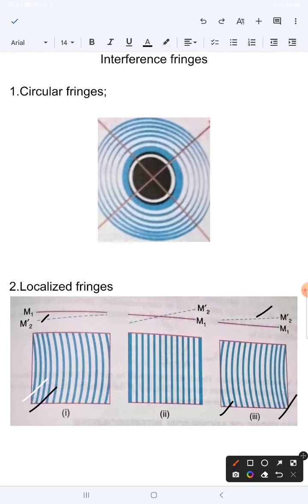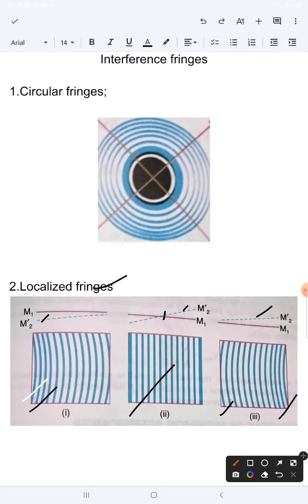And the third type of fringes is straight parallel fringes. These fringes are straight and parallel to each other. This type of pattern is observed when the virtual image of M2 intersects mirror M1. When the image and the mirror M1 intersect with each other, then we can have this type of straight parallel lines. So these fringes which are semicircular and straight parallel lines are called localized fringes.